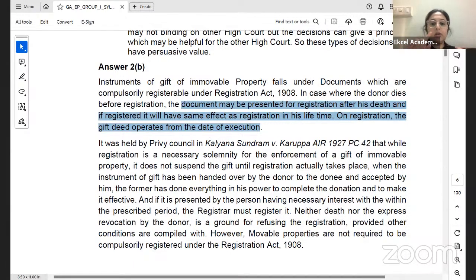So first, what are we talking about? Immovable property needs compulsory registration as per the Registration Act. And then we are talking about gift. So when it is a gift, and it is an immovable property, you have to get it registered. But before that, if a donor dies, having done the execution of the document, everything, and only the registration part was pending, and before that he dies, that's fine. You can get it registered after his death also, and the date will be counted from the date of execution, and not from the date of registration. So this is about immovable property and gift we have written.